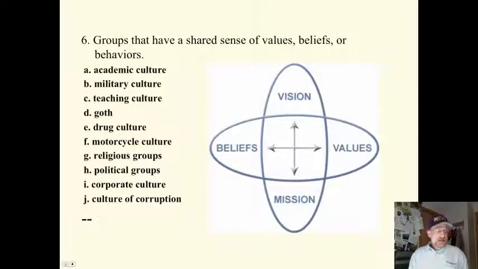Some different types of cultures. And again, these are groups that have a shared sense of values, beliefs, or behaviors. Small town culture is another one. College culture, academic culture, goth. All these things are groups that have a shared sense of values, beliefs, or behaviors. Culture is not always related to race or ethnicity, although they often get grouped that way.